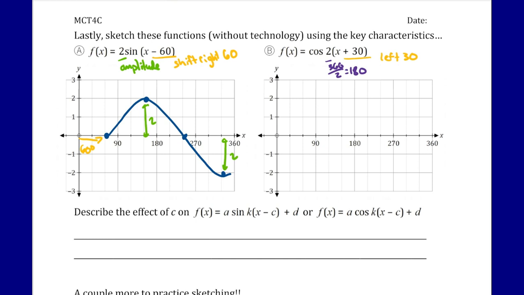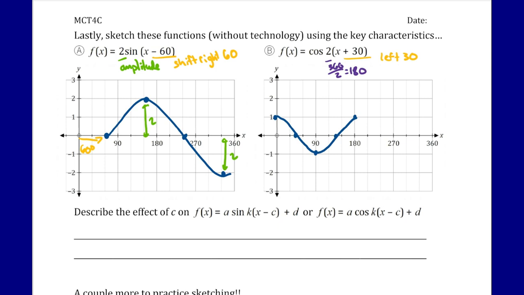So we're going to take it one step at a time. Let's deal with the compression first. So my normal cosine wave starts at 0 and 1, 90 and 0, 180 and negative 1, and so on. So that is our normal wave. Now, what the 2 is telling us is that we need to shrink all of this to fit in half the distance. Or in other words, I'm dividing all of my x values by 2 because they have half the distance that they're allowed to cover.